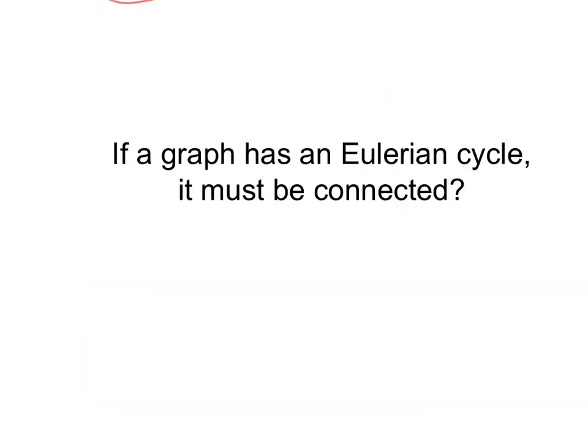One may think that for a graph to have an Eulerian cycle, it must be connected. If it is not connected, it cannot have an Eulerian cycle. Sounds reasonable?